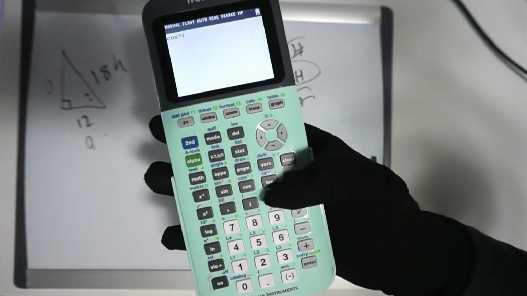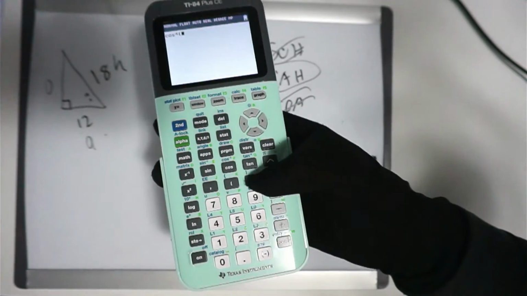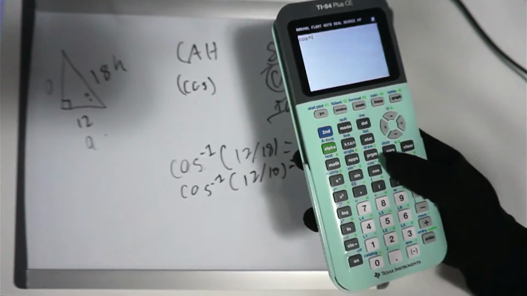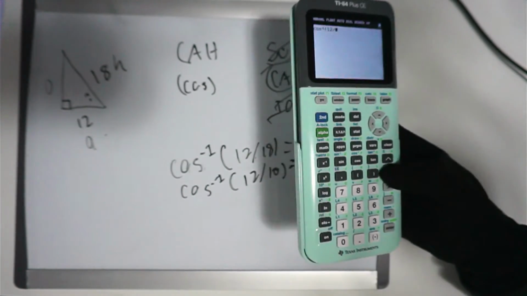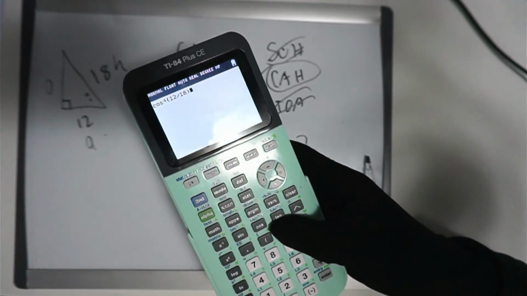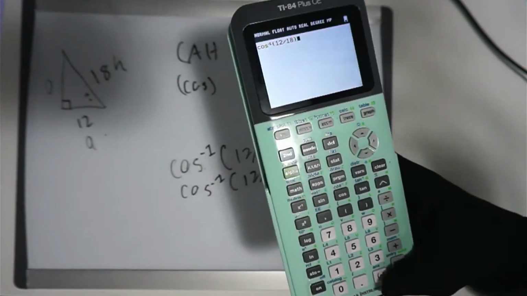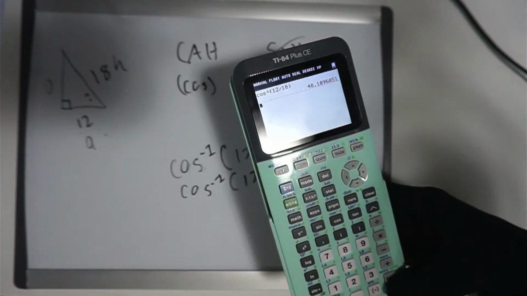All right, so if you see cosine -1 above cos, then it's going to be second cos. So if we know it's cosine -1, 12 over 18. Now you don't need to close the bracket. It'll do the same thing, but I just will because I think it looks better. And we know that equals 48.189.